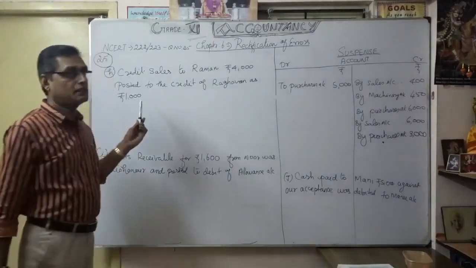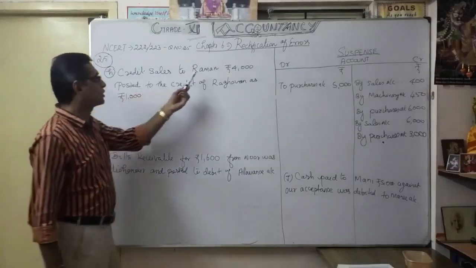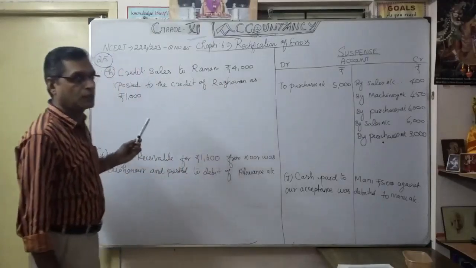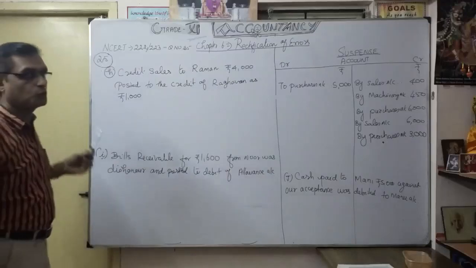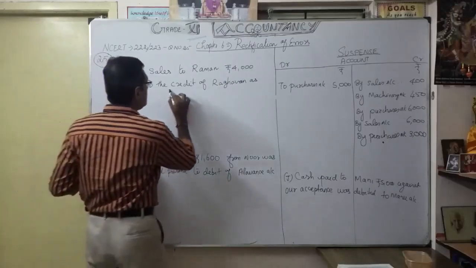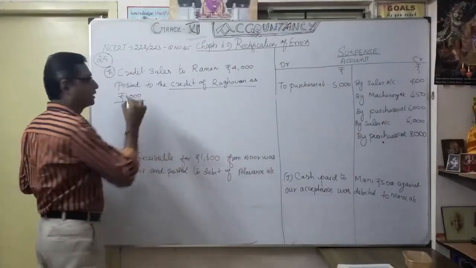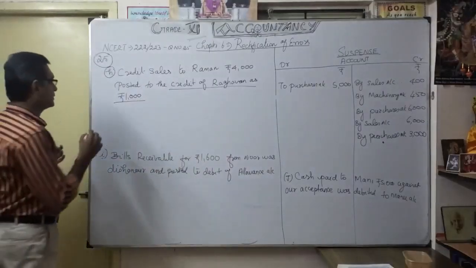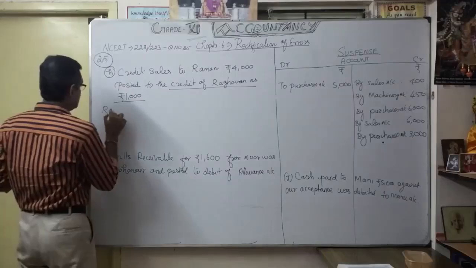Okay, now let's see the H1. Credit sales to Raman of 1,000. That's what the sales happened. To whom? Raman. But what happened? Posted to the credit of Raghavan as 1,000. So here you can write it directly as a rectification entry. Let's see here, a very simple one.